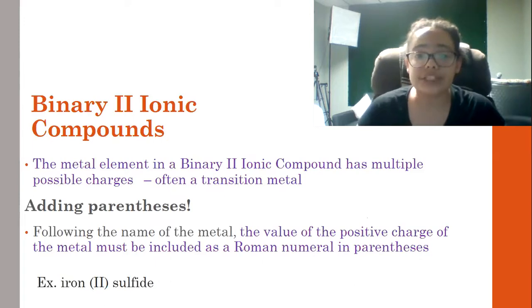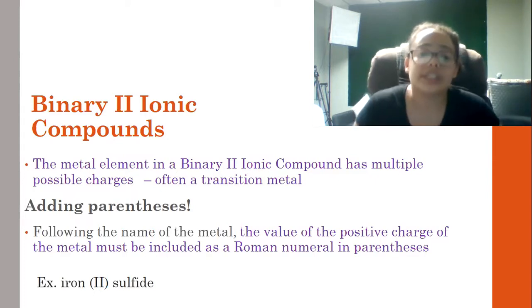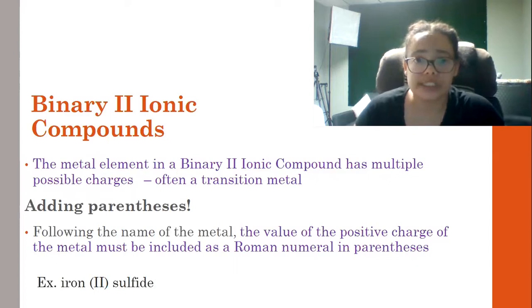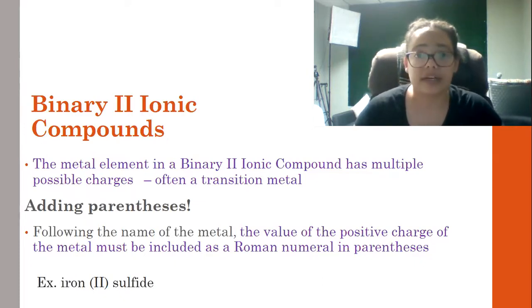So our binary 2 ionic compounds, the metal element in our binary 2 ionic compound can have multiple possible charges. And this is our transition metals and sometimes those post-transition metals right to the side of that. Our transition metals, they can have multiple charges, meaning that we can have iron with a +2 charge or iron with a +1 charge. And so the reason why we have to be so specific with our binary 2 compounds is because we need to tell people exactly what charge we have on that metal.